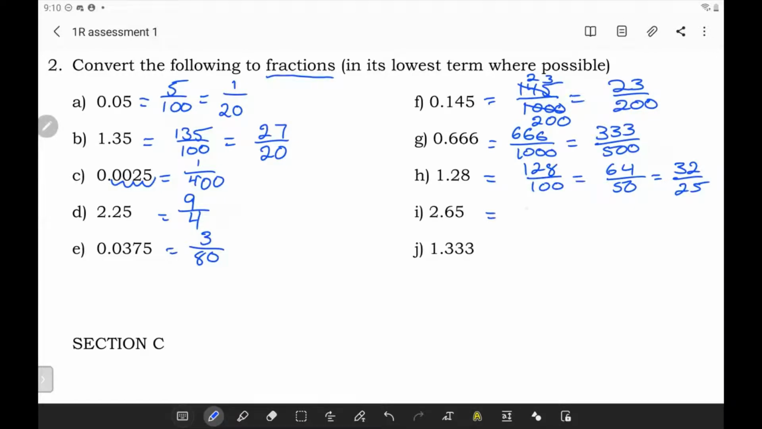This one we have 265 over 100 divided by 5. We get 53 on the top and 20 at the bottom. So that is 53 over 20. And lastly, notice that this is not 1.33 recurring. So this is like 1,333 over 1,000, which I believe is in its lowest terms already. Right? Maybe you could put in the comments if it isn't.